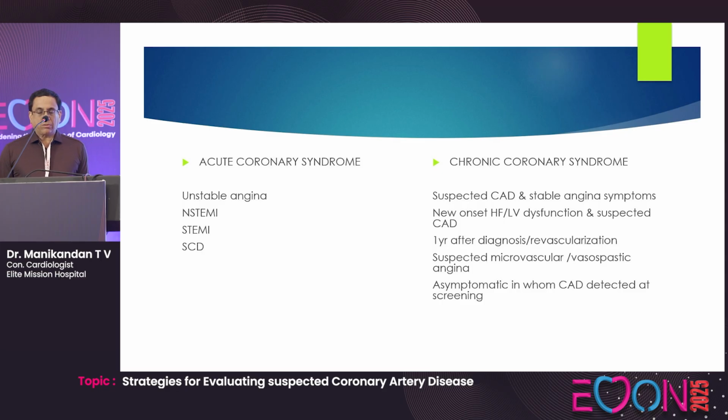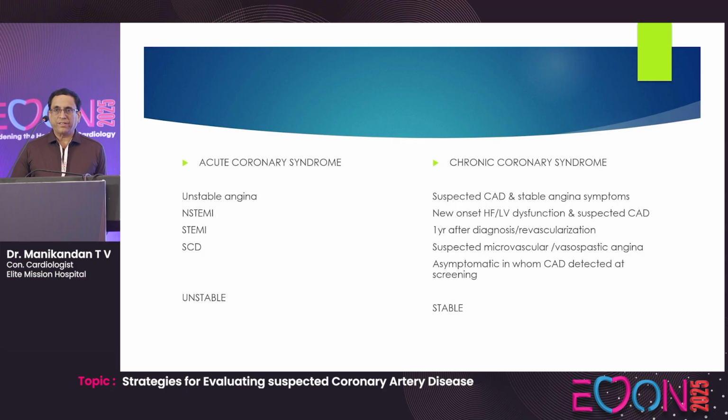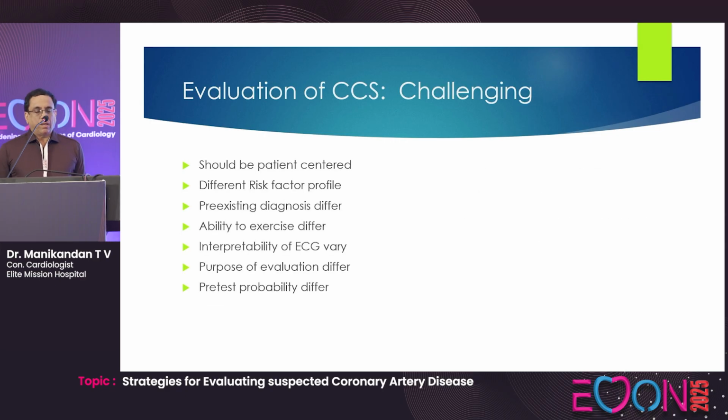And the difference is chronic coronary syndrome is a stable patient. They come as OP patients. And anytime they can destabilize and go to the acute phase also, or heart failure. Then evaluation is very challenging because it is a miscellaneous group, so difficult to evaluate because of the following reasons.